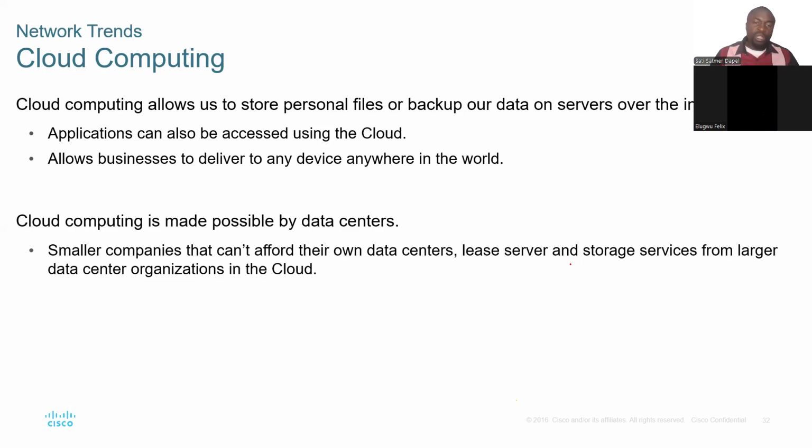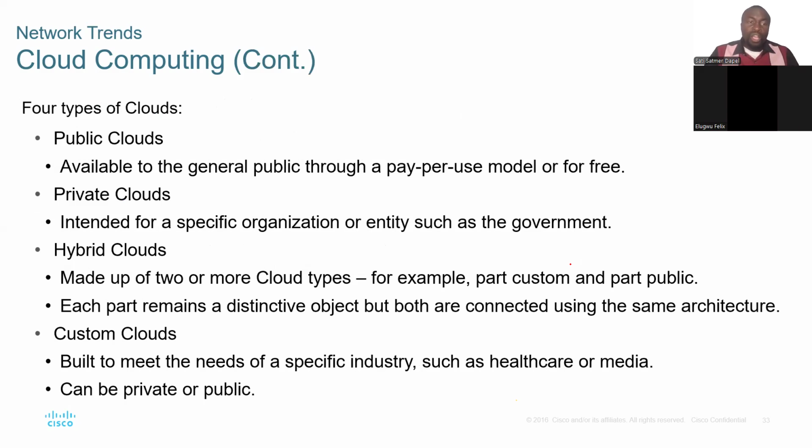Now, cloud computing is made possible by data centers. Smaller companies that can't afford their own data centers lease servers and storage services from larger data center organizations in the cloud. We have four types of clouds. We have the public cloud, which is available to the general public through a pay-per-use model or sometimes free. Examples are Microsoft OneDrive, Google Drive, or Dropbox. They are all examples of public clouds, even your Gmail and things like that.